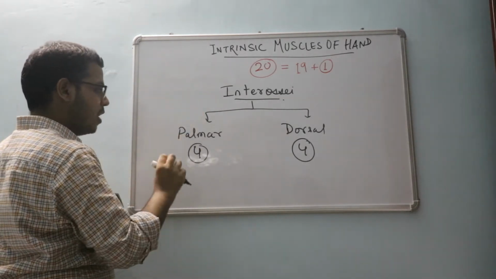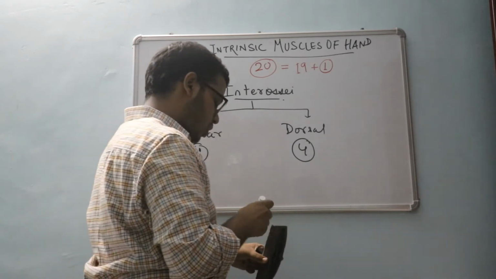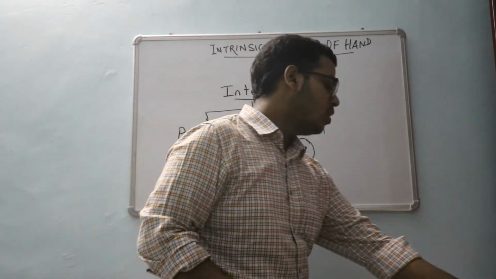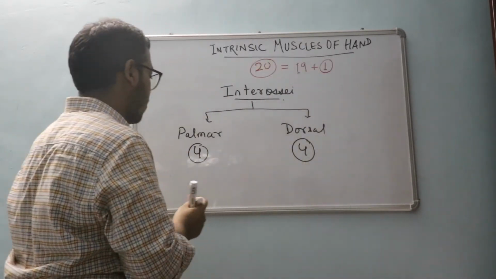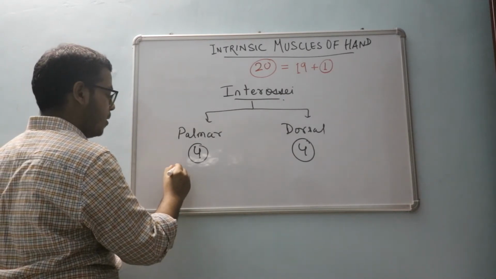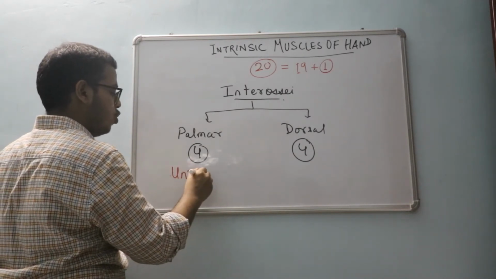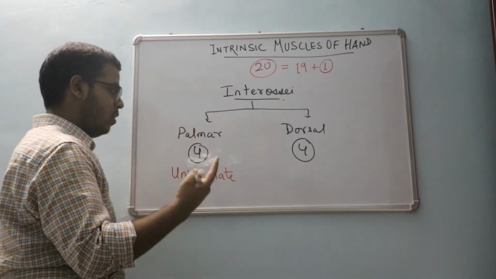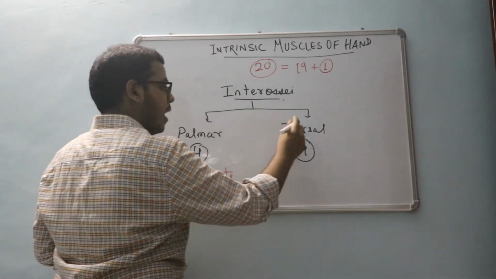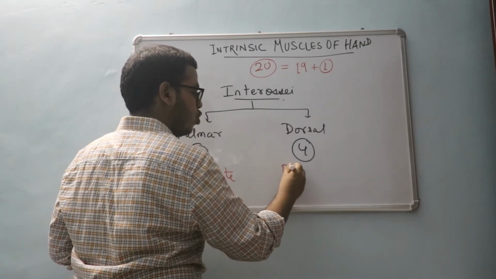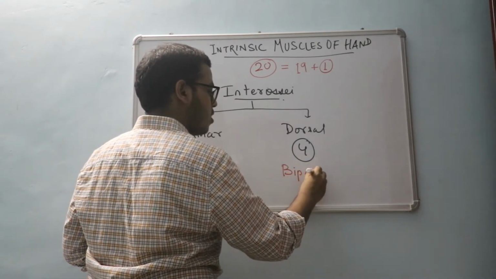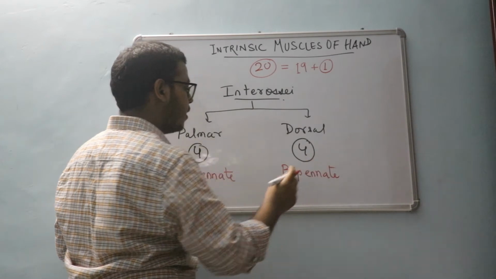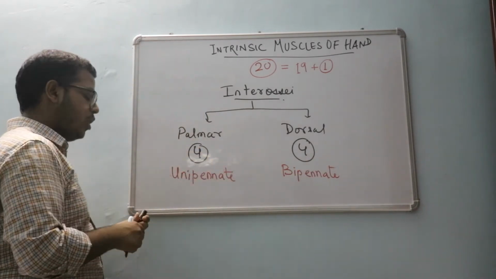First, I'll tell you something about the palmar interossei. What do they look like? They are unipinnate, that is, one head only, and the dorsal interossei are bipinnate. Okay, you need to know this.